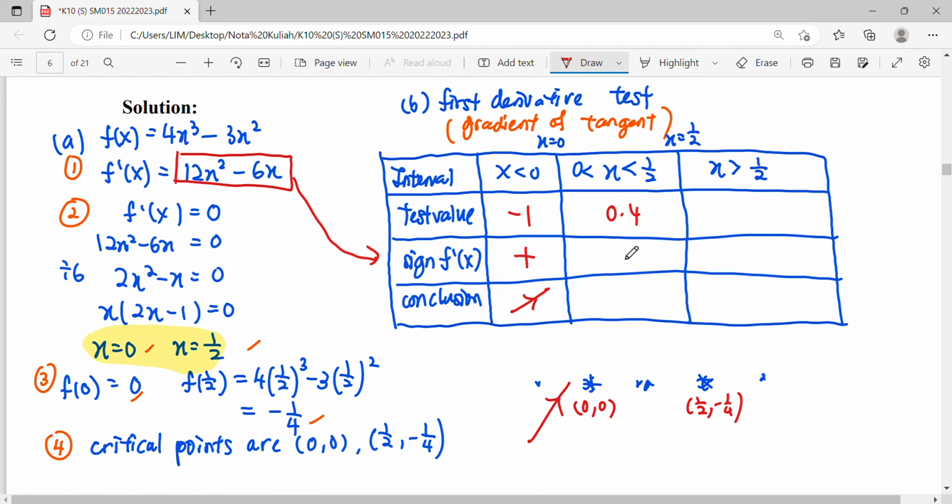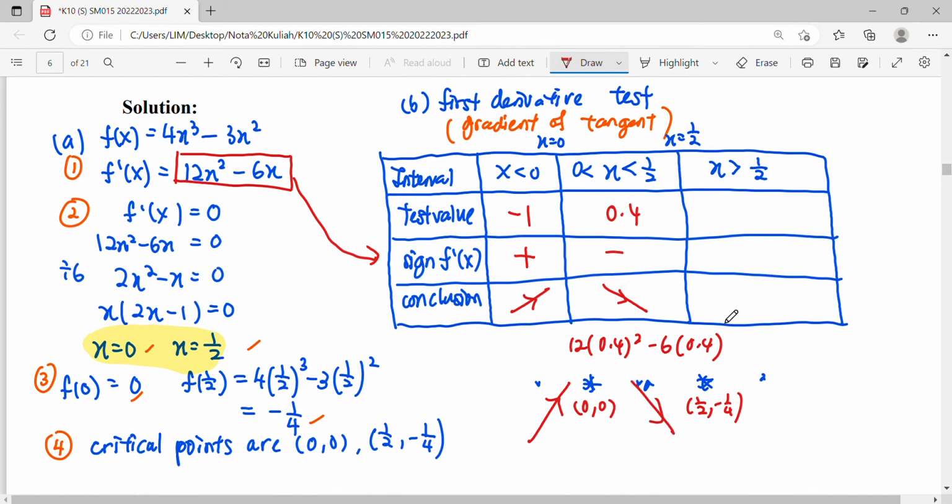Negative. Put it in your calculator, just press on it: 12(0.4)² minus 6(0.4). What's your result? Negative. So your tangent is decreasing. So dy/dx represents the tangent, the gradient of the tangent, increasing or decreasing. So we know that after this point, the curve is decreasing.